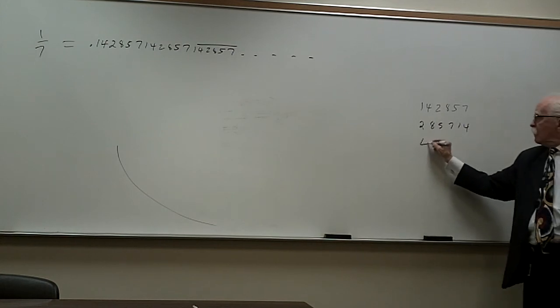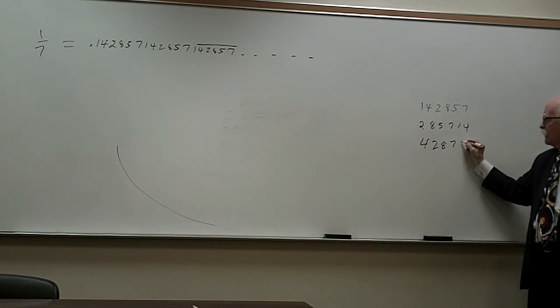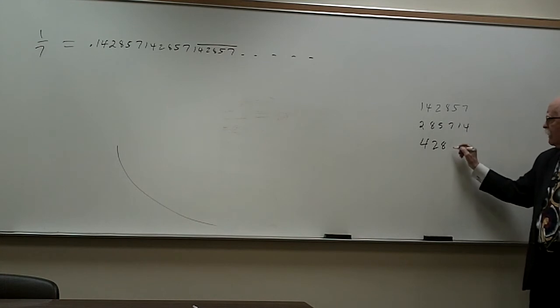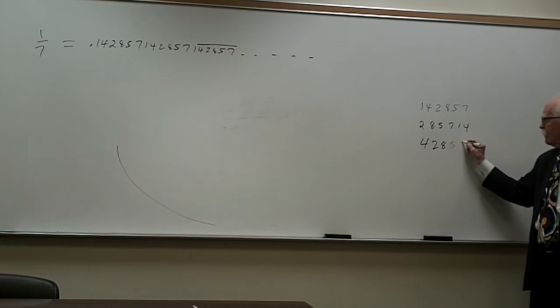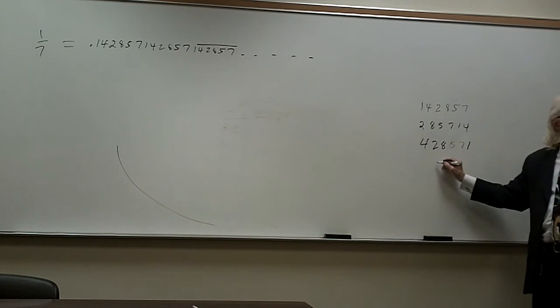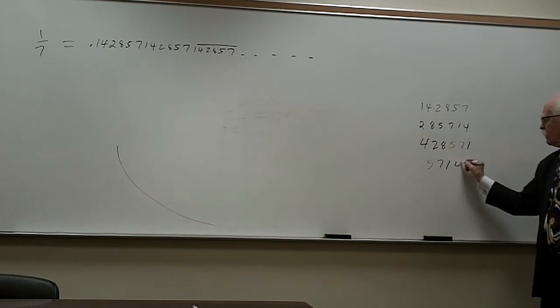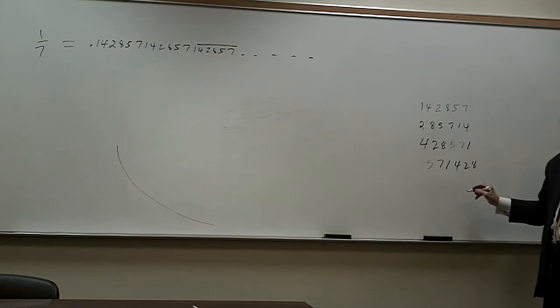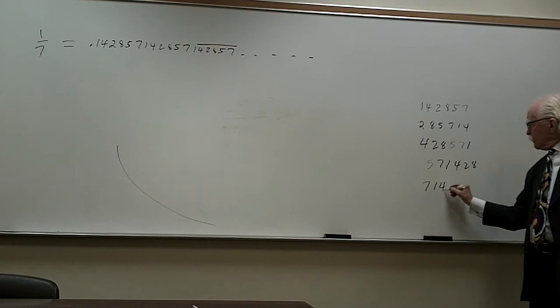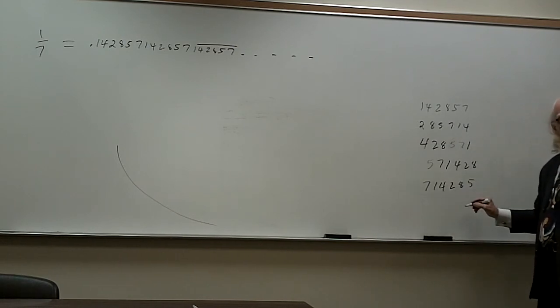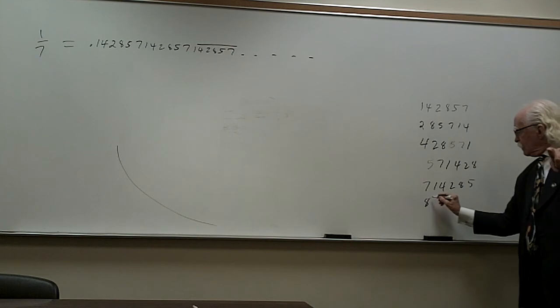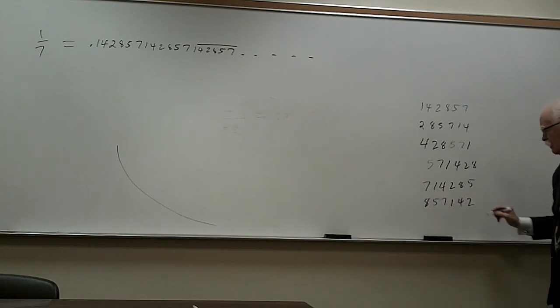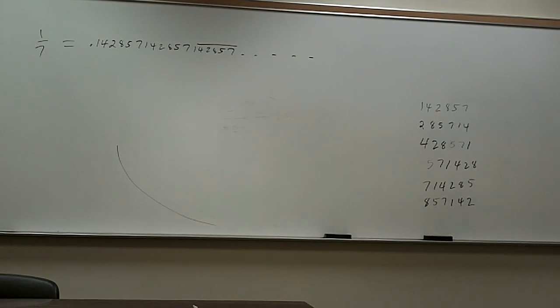285714. 428571. 571428. 714285. 857142. I want you to look at that, everybody. They're all the same. They're all the same number, just arranged numerically different.